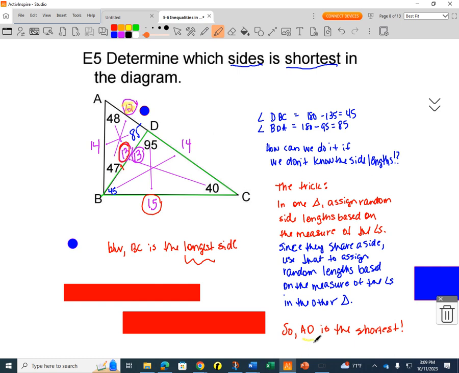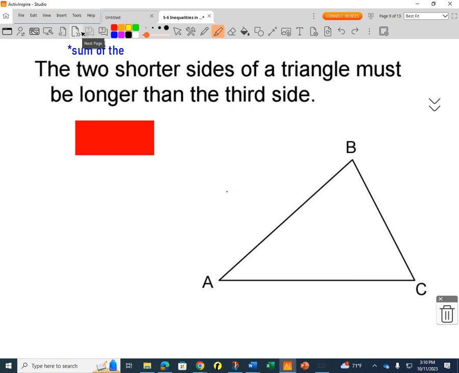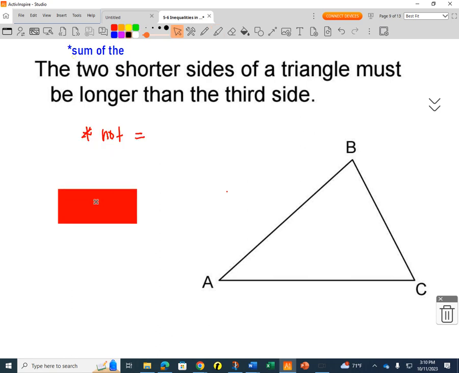All right, I'm going to keep going. The two shortest sides of a triangle must be longer than the third side, that is, the sum of the two shorter sides. And they can't be equal, right? So there's only certain side lengths that will allow you to create a triangle. Not all. There are certain combinations of side lengths that will not connect, right? You could not make a triangle out of them.